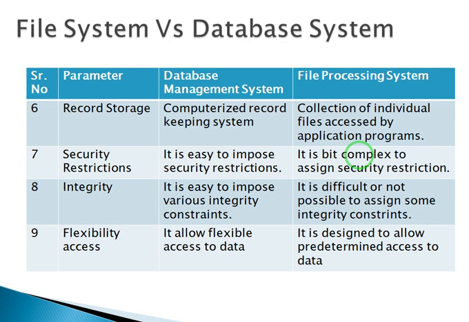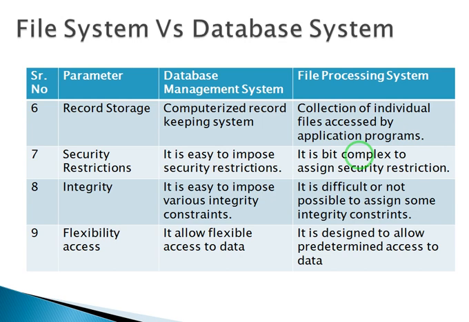Now, next is integrity. It is easy to impose various integrity constraints in a database management system, but it is difficult or not possible to assign some integrity constraints in a file processing system. How? Integrity constraint means what? Again I repeat, suppose my bank account balance gets below the minimum account balance limit. Then the bank automatically deducts the penalty from me.